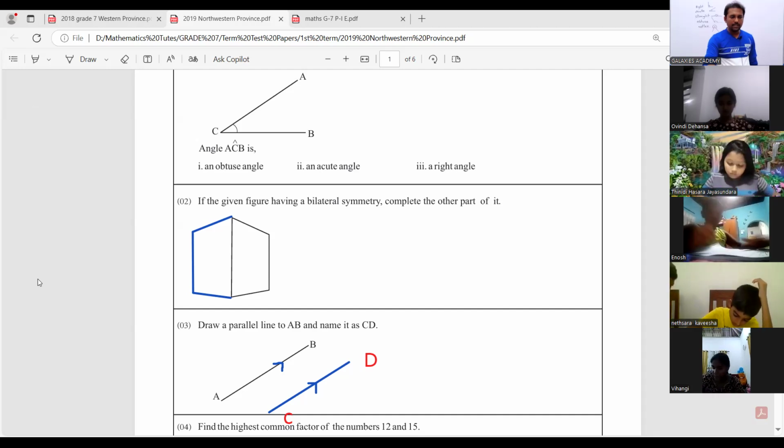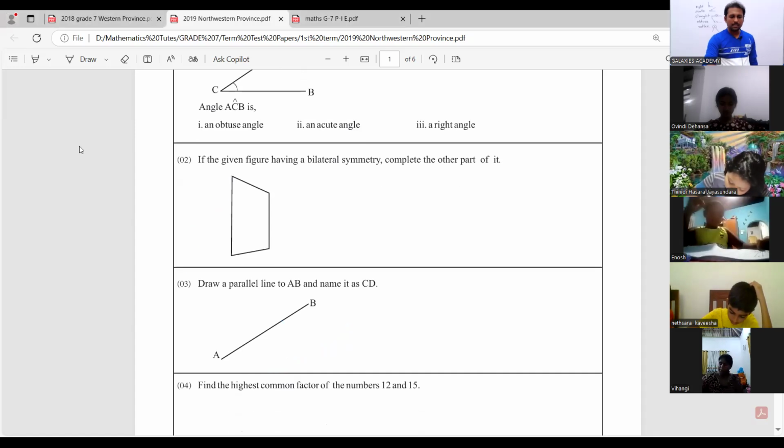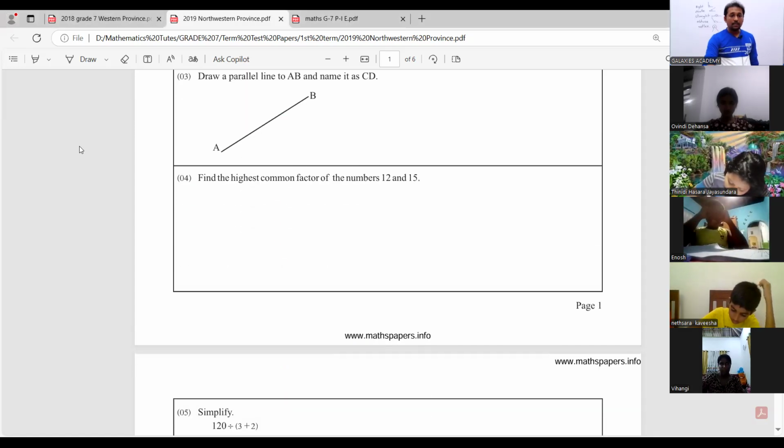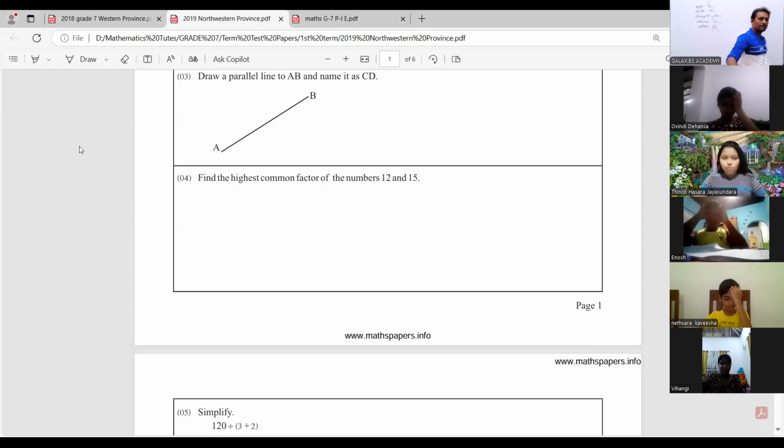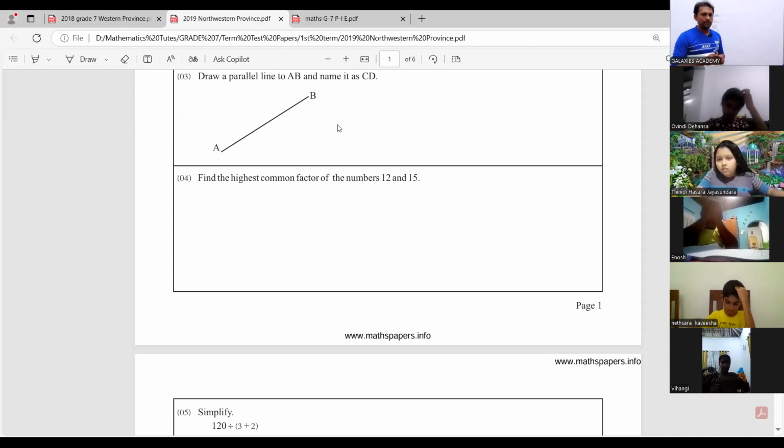The fourth question is given from the fourth lesson of your syllabus, right? What is the fourth lesson? Factors, no? Right? Factors and multiples. Look at the fourth question. Find the highest common factor. Highest common factor means HCF of the numbers 12 and 15.